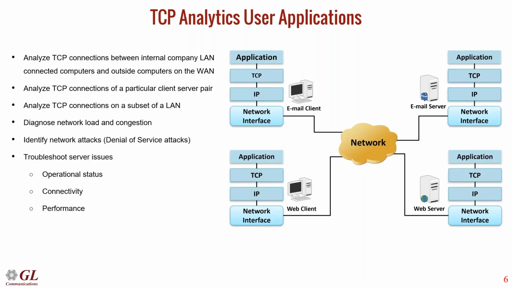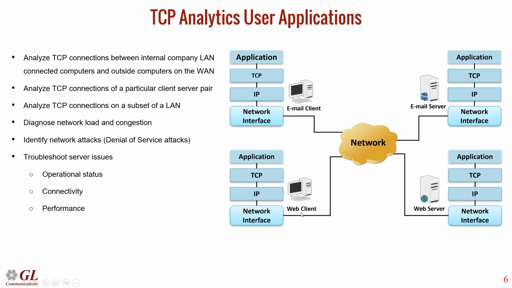Okay, so just a little bit more about TCP and what you can do with our TCP Analytics application. Like I mentioned, TCP can be used for all sorts of different things, for email, for web traffic. Those are probably two of the biggest uses of TCP. And basically what you have in any TCP connection is you usually have a client and a server. So that could be an email client and an email server.